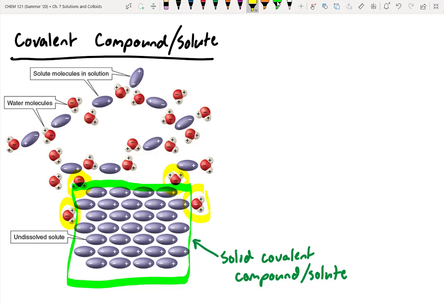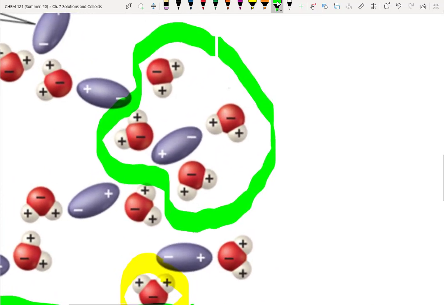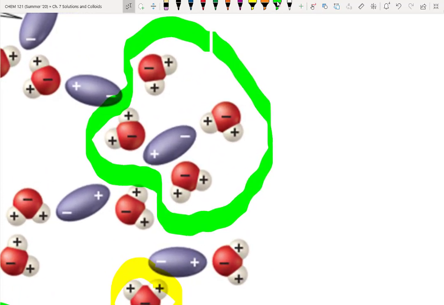And I'm just going to pick one of these. So let's go ahead and zoom in over here. Okay, so in sucrose, just standard table sugar, you might have one end that's positive and one end that's negative, meaning it's a polar molecule. Sugar is very polar. So what ends up happening is that the partial positive hydrogen on water will get attracted to the partial negative end on our sucrose.